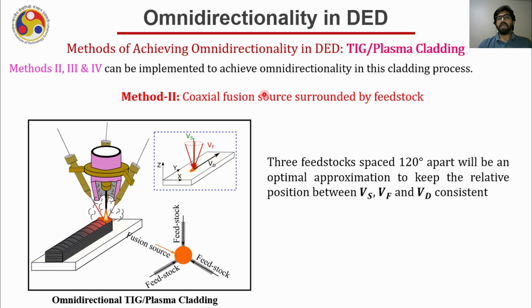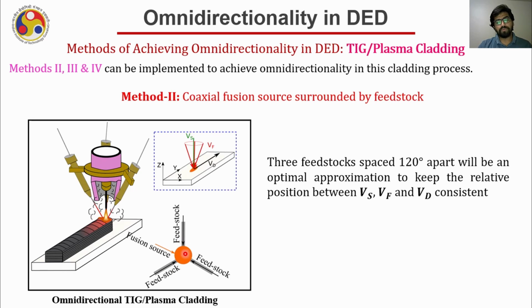feedstock. As you see in this schematic, there is a tungsten at the center creating the arc. Now surrounding this, in the form of a cone, the wire should come. But we know that a wire cannot really take the shape of a cone, hence we need to make an approximation. The approximation here is, instead of using one wire, what if we use 3 wires? Then the top view will look something like this, where there is a melt pool created and in this melt pool 3 wires are fed.